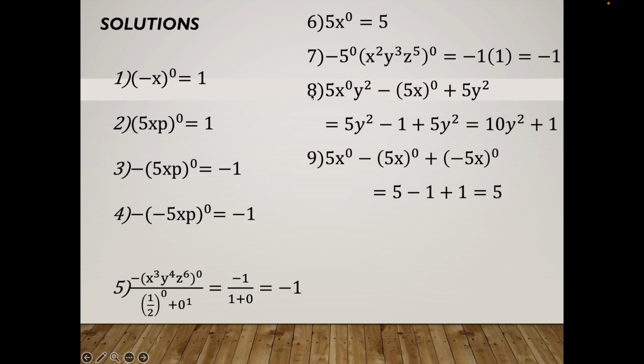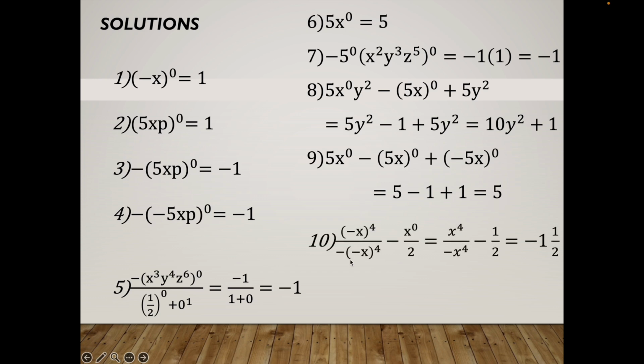For my next example, going again term by term, I have 5 times x to the 0, which is just 5 times 1, which is 5, minus 5 to x to the power of 0, which is 1, so minus 1. Plus, again, this is to the power of 0, so it's 1. So I have 5 minus 1 plus 1, which is equal to 5.